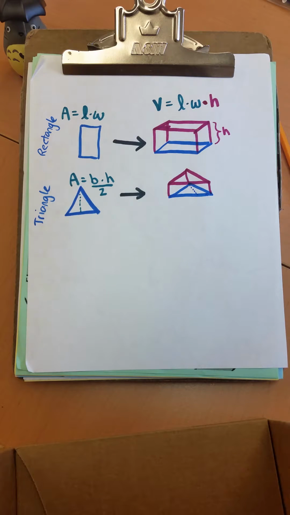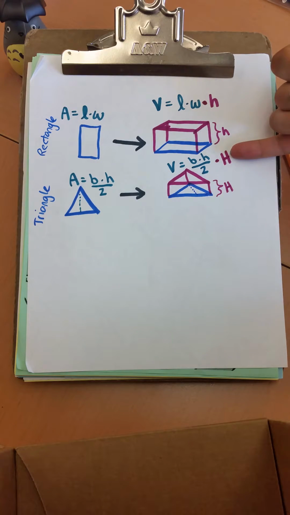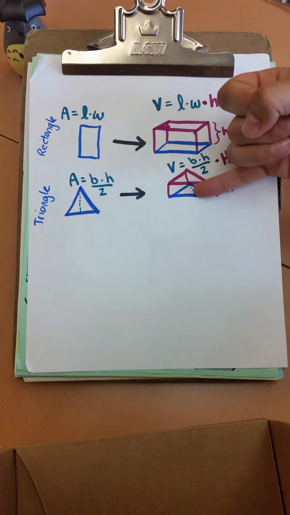a triangular prism. What is the volume? Well, the volume is just base times height divided by 2, because that's the triangle at the bottom, multiplied by the height of the prism. Notice I put a capital H, so we don't confuse it with the height of the triangle.